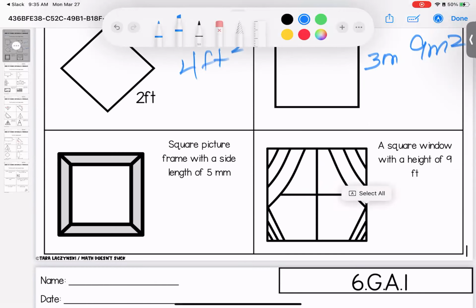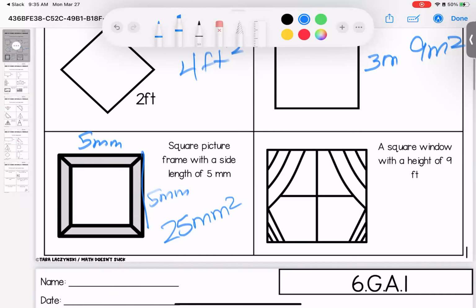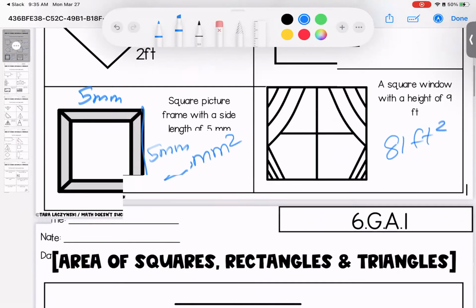A square picture frame with a side length of 5 millimeters. We know that if I have one with a square, I have both. 5 times 5 is 25 millimeters squared. Last one, a square window with a height of 9 feet. 9 times 9 is 81 feet squared. Questions on this one, please bring them with you to class.